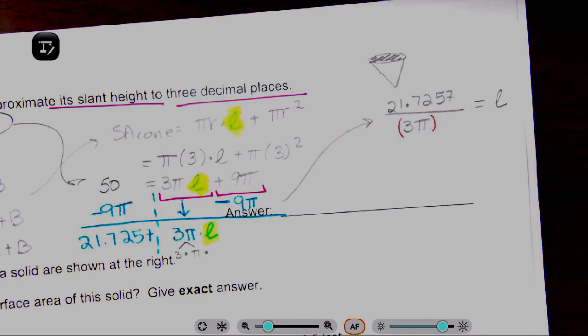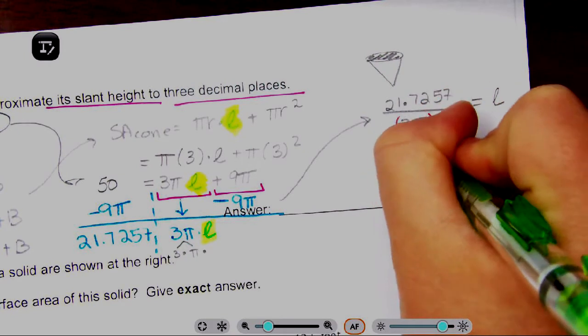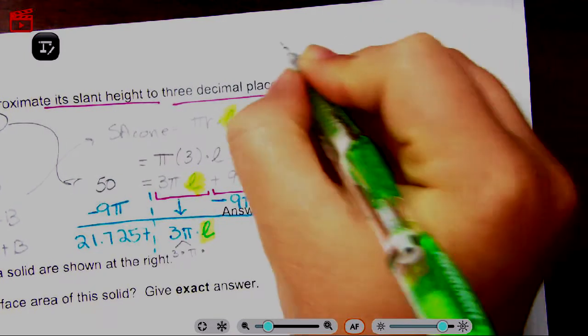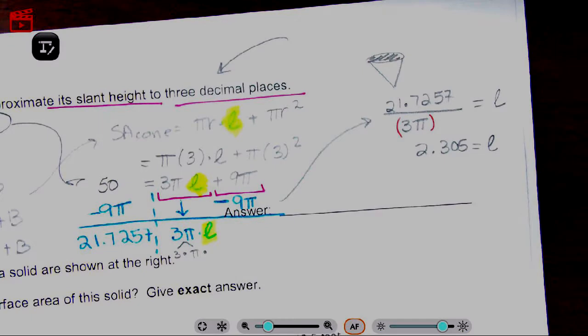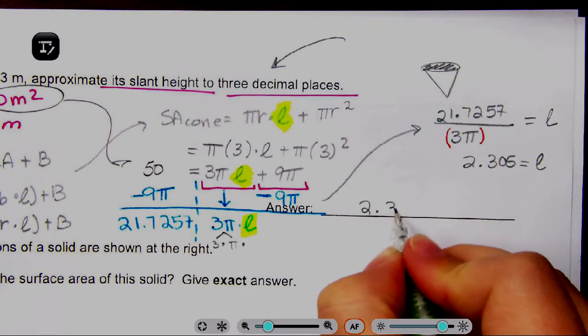Make sure you're using parentheses in the denominator. And we have my slant height as 2.305. Now we want the answer in 3 decimal places, so make sure you're rounding accordingly. So my answer is 2.305.